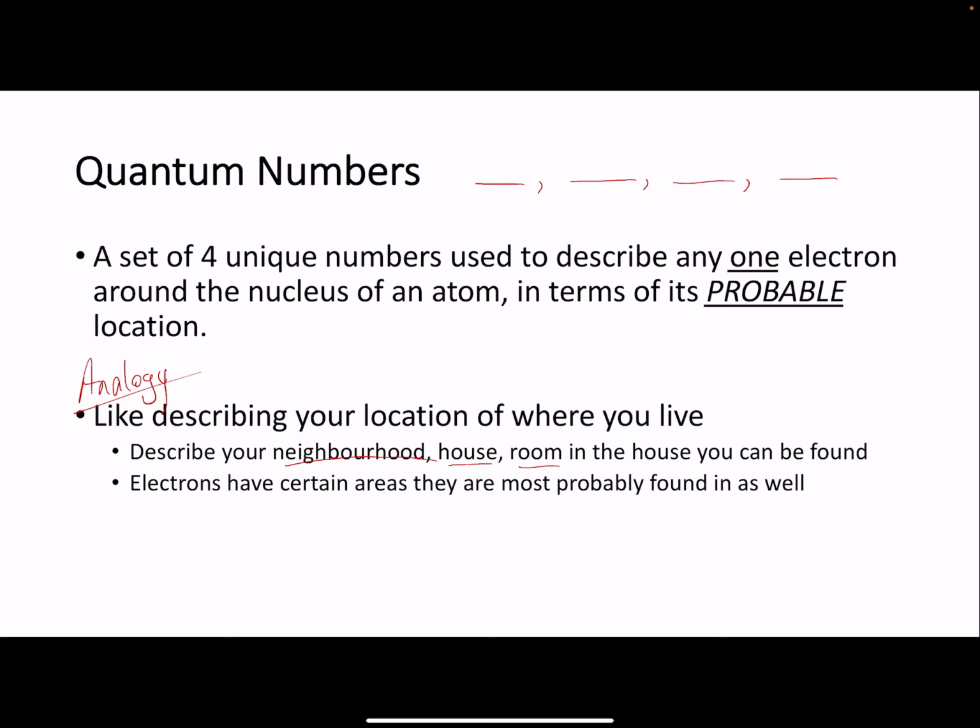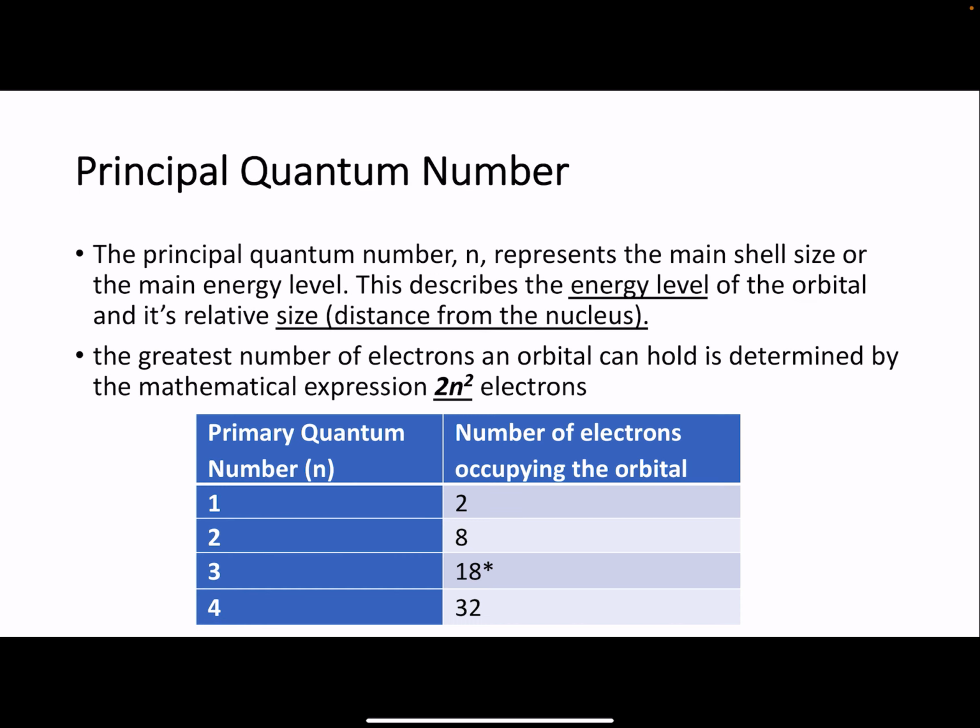Electrons are the same. We can describe what energy level it's in, what direction it's moving, what the shape of the path it's moving in is, right? And that's everything that these numbers will describe. So that's our goal here. Describe an electron's location and motion using these 4 numbers. So we'll get right into it.